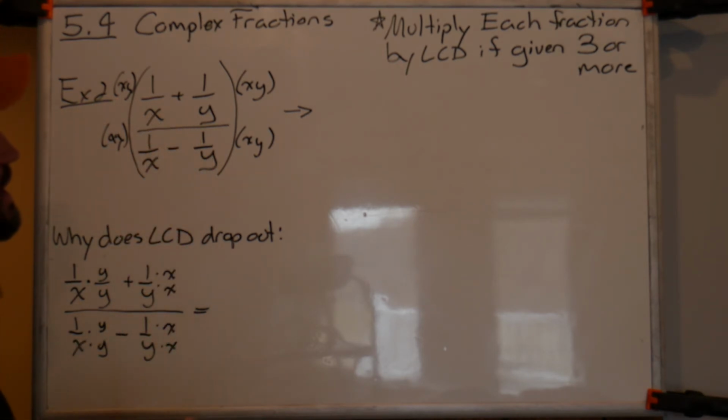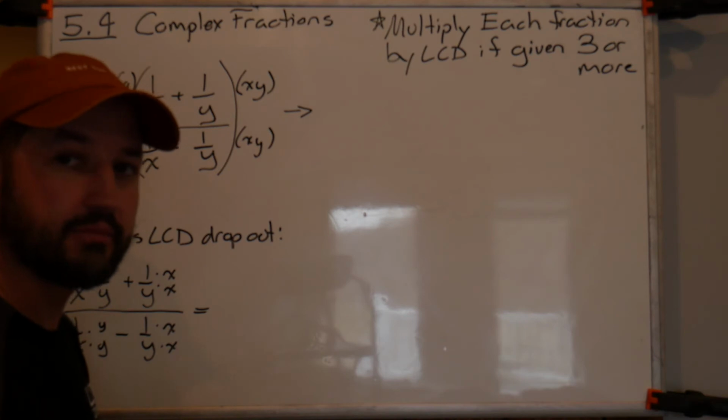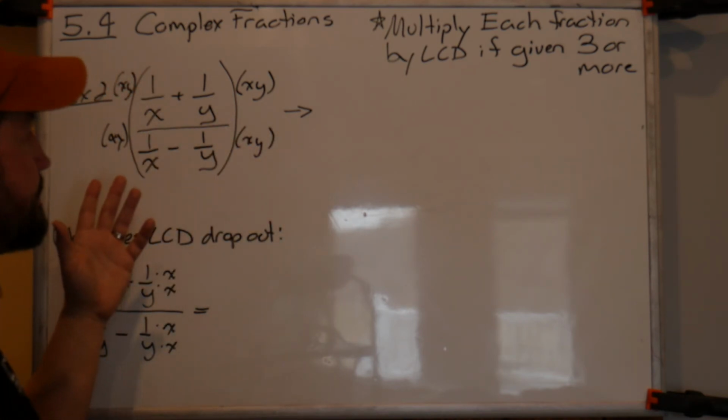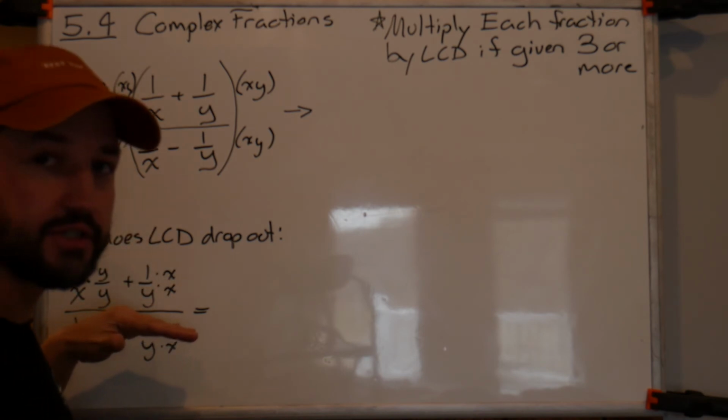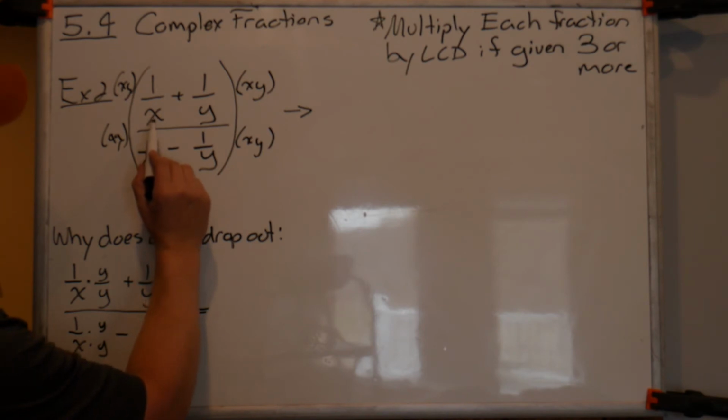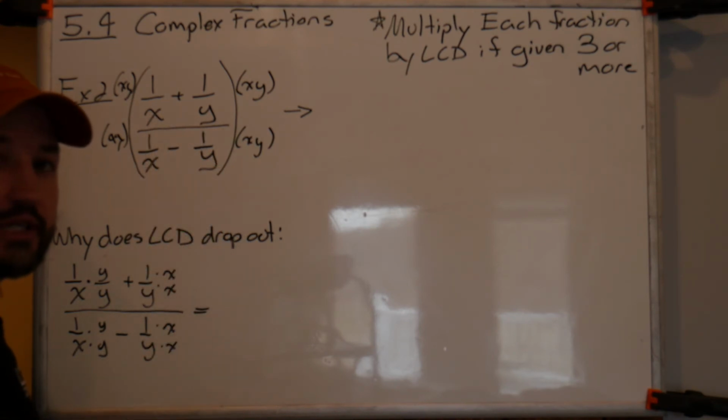And those of you that like cross-canceling, this will make complete sense and you'll love it. You'll probably run with it right away. If you don't like cross-canceling, you might have to do the long version a few times to get used to it. So my least common denominator, I have an x, a y, an x, a y, so it's xy.